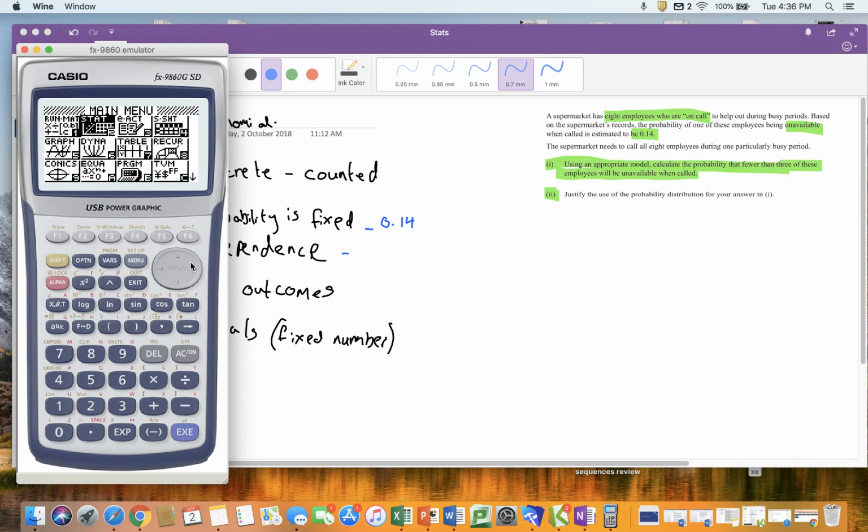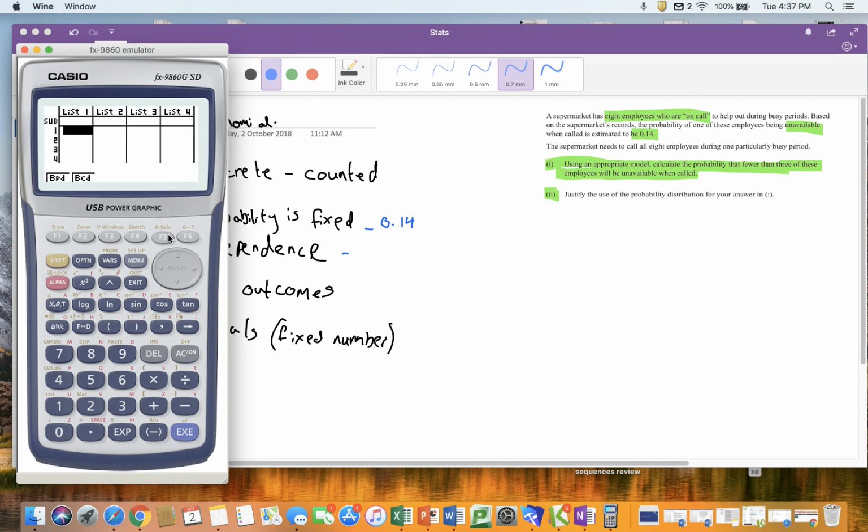So I'm on the main menu. I've clicked menu and it's taken me to the main menu. And of course I want to do stats, so I'm going to press 2. And at the bottom here, it gives me the options. I'm going to use distribution, and that's F5. And then I'm going to go to binomials on F5. And that's when I get to my first choice. So I've got BPD and BCD.